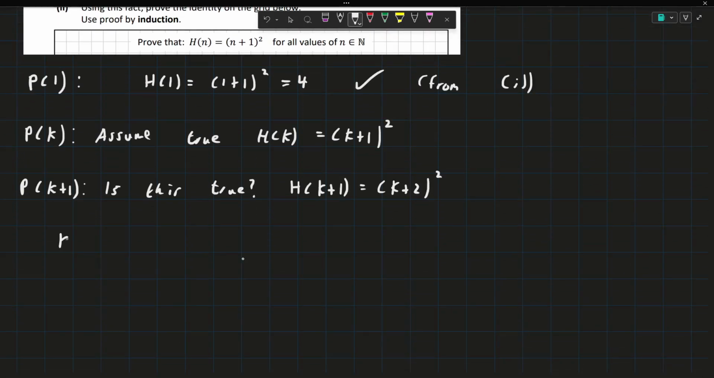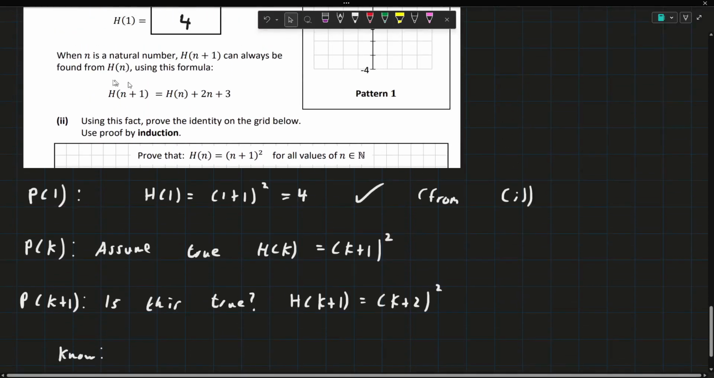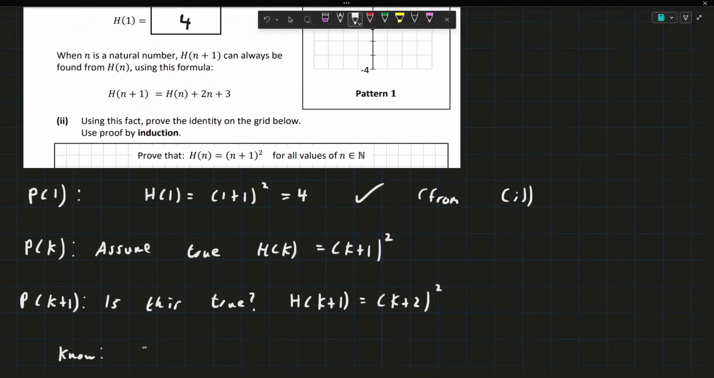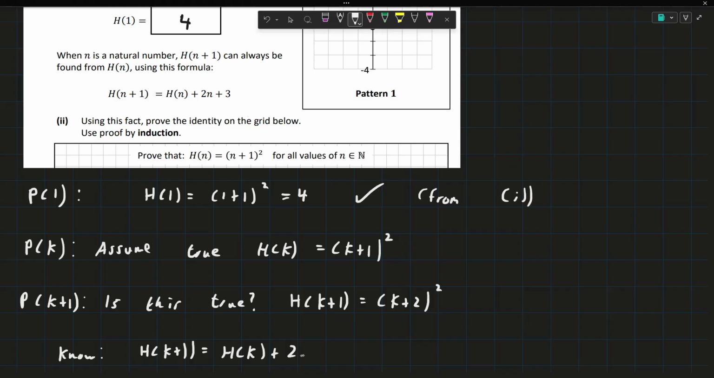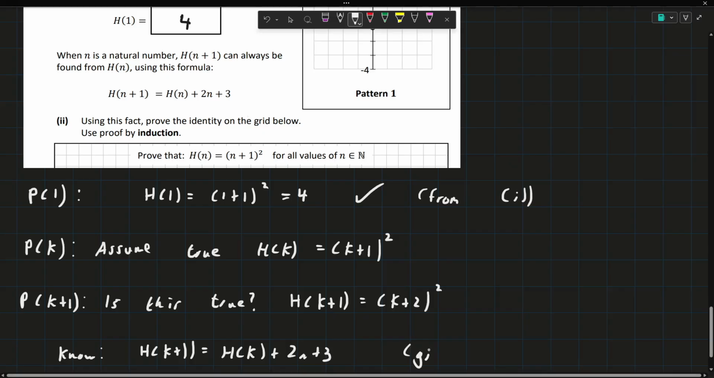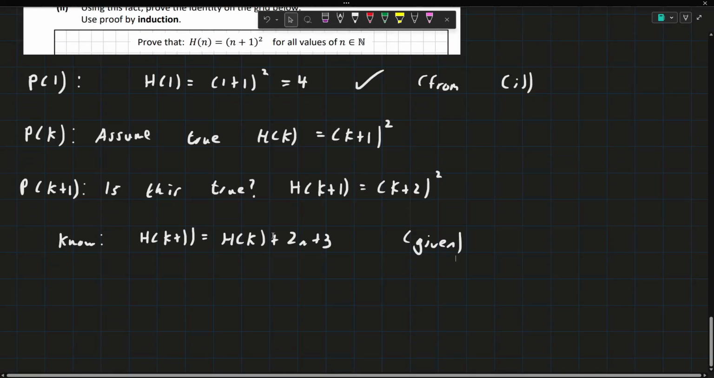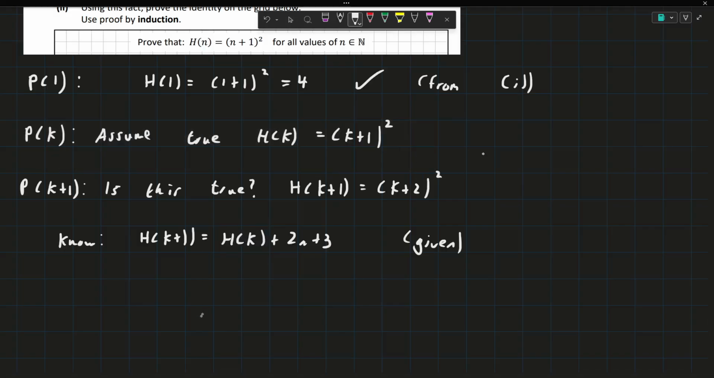So we know this fact here is useful. We could say that h of k plus 1 is going to be equal to h of k plus 2n plus 3, and that was actually given to us. Then we know what h of k is from assuming that this is true, so we can just replace that. h of k is just going to be k plus 1 squared. Sorry, this should be a k here, because we're replacing all the n's with a k. So we have plus 2k plus 3.